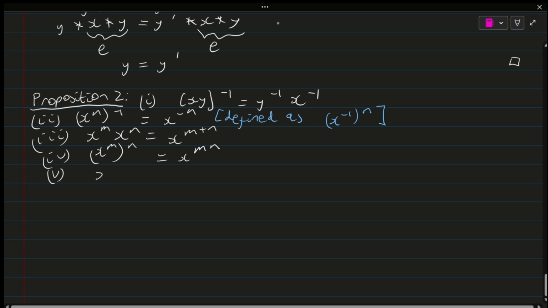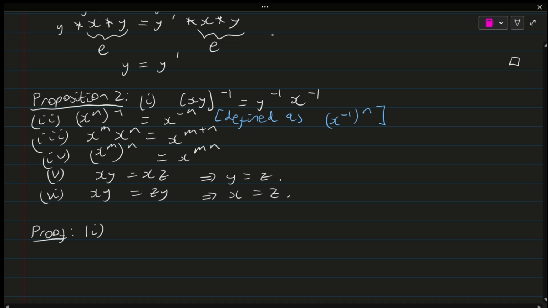Fifth, if we have xy equals xz, then this implies that y equals z, so we can cancel on the left. And sixth, if we have xy equals zy, then this implies that x equals z, so we can cancel on the right. We're not going to prove all of these because they're very similar. So we'll prove 1 and 5 and leave the rest as an exercise.